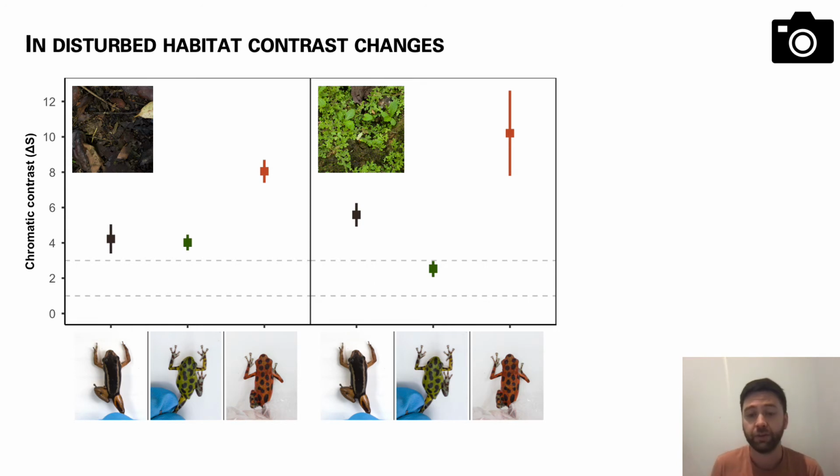In the disturbed site, we see that things change a bit. The red frog is still highly contrasting against that background. But the really interesting change that we see comes from looking at the two cryptic patterns. In this disturbed site, compared to the natural site, the green frog is now a closer match to that substrate, whereas the brown frog is now more distinct from the disturbed background than it was from that natural background. So we may expect that this would affect the efficacy of any camouflage that these frogs are relying on.